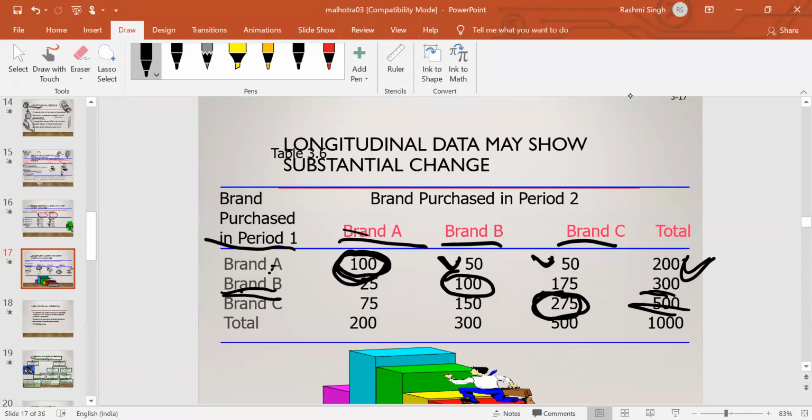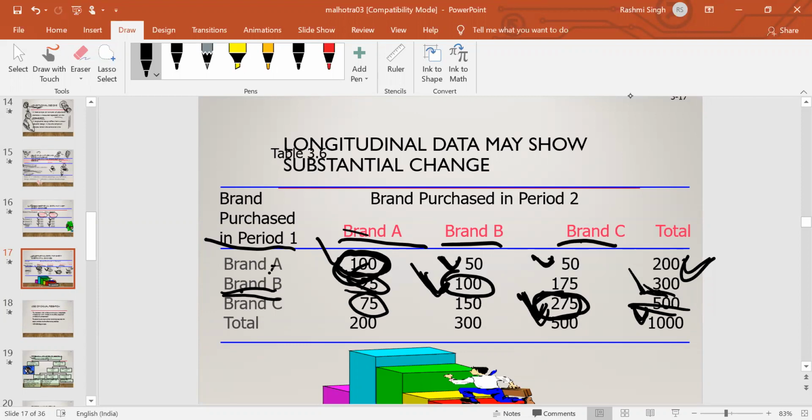So it may detect the change: only 100 times out of 300 have you preferred brand B in period 2. Again for brand C, out of 500 times you have preferred it only 275 times in period 2. Similarly for the other brands: how many times is brand B preferred over brand A? You can say it's 25. How many times is brand C in period 1 preferred over brand A in period 2? It's 75. So you can see the changes.